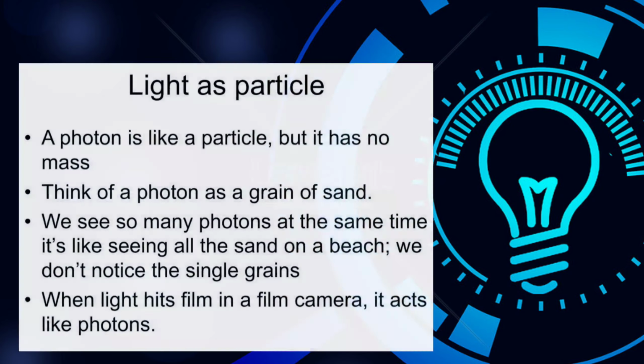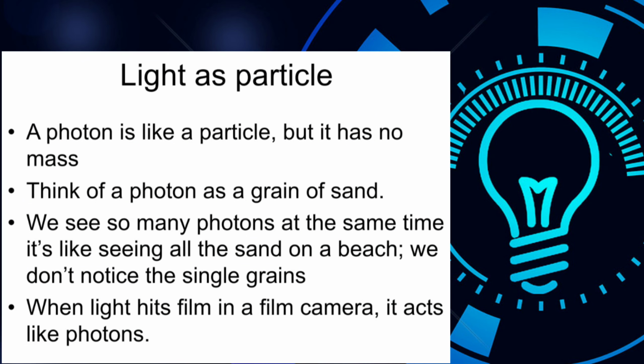Okay class, let's begin now discussing the properties of light. Let me begin with light as particle. Accordingly, a photon is like a particle but it has no mass. Think of a photon as a grain of sand. We see so many photons at the same time. It's like seeing all the sand on the beach. We don't notice the single grains. When light hits film in a film camera, it acts like photons. And that's the explanation for light as particle.